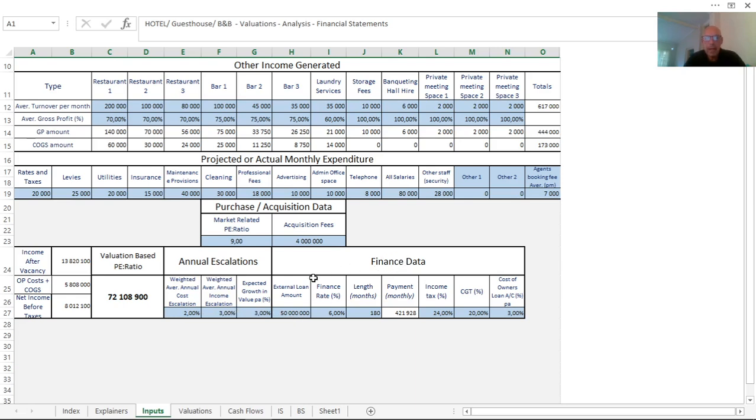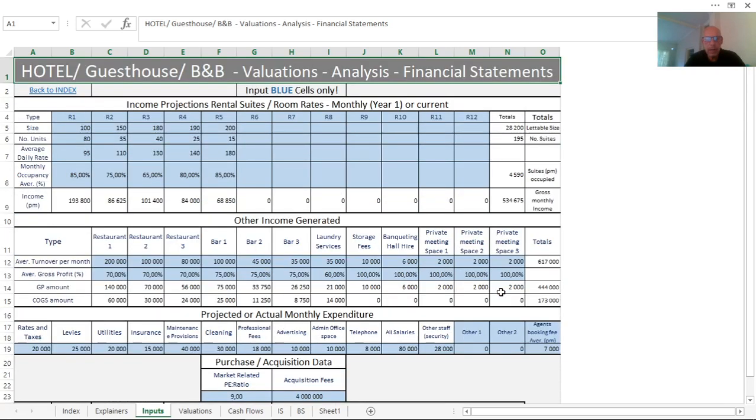And then the finance data: you will enter the external loan amount which you would require from your funders, finance rate, length of months, and that's your repayment monthly. Your income tax percentage, capital gains tax percentage, and the cost of the owner's loan account, because bearing in mind no funding is free. So the difference between your finance amount and the actual valuation that you're paying will automatically accrue to your owner's loan account.